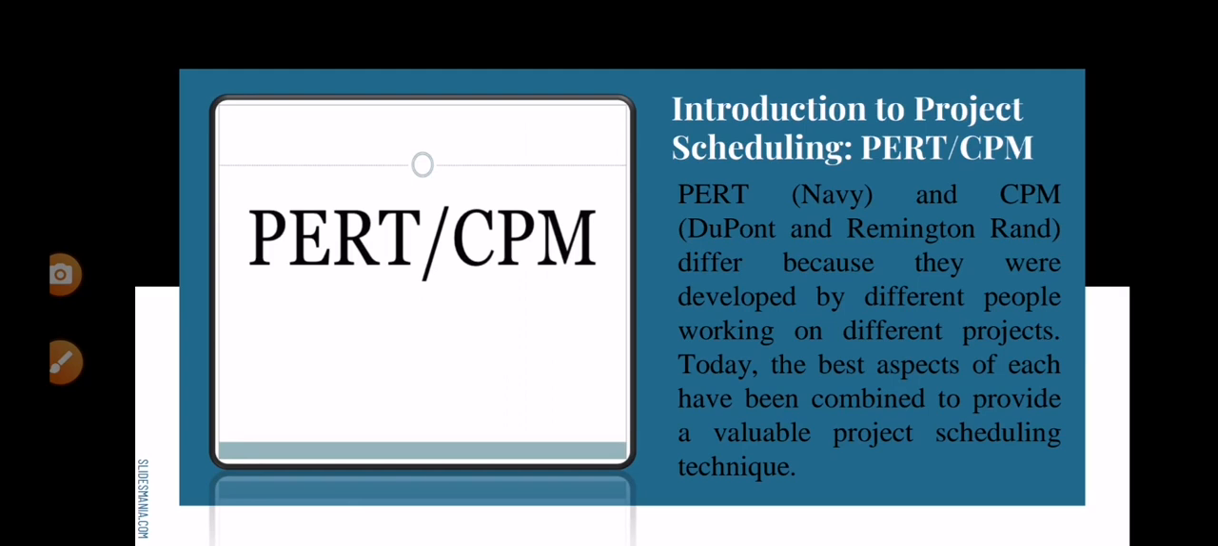PERT is from the Navy, and CPM is from DuPont and Remington Rand. So it differs because they were developed by different people working on different projects. Today, the best aspects of each have been combined to provide a valuable project scheduling technique.